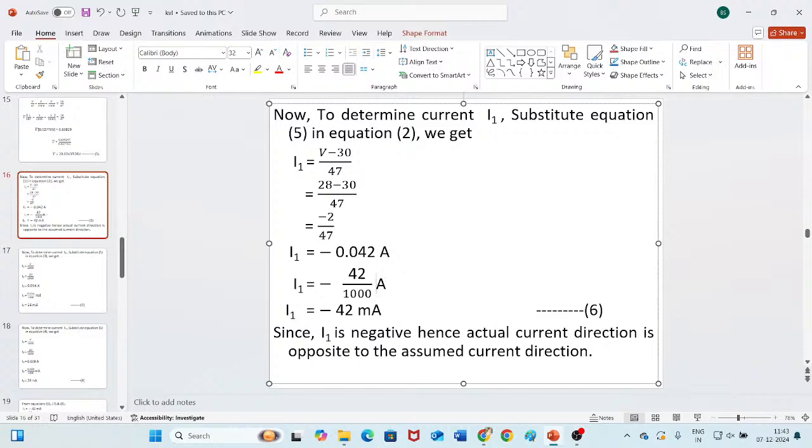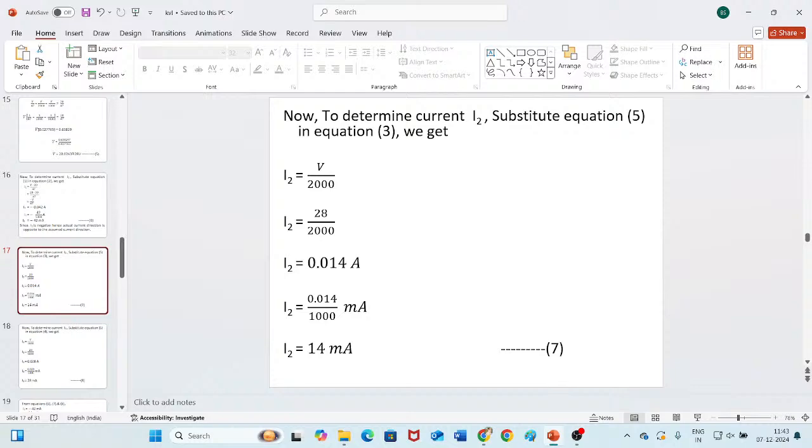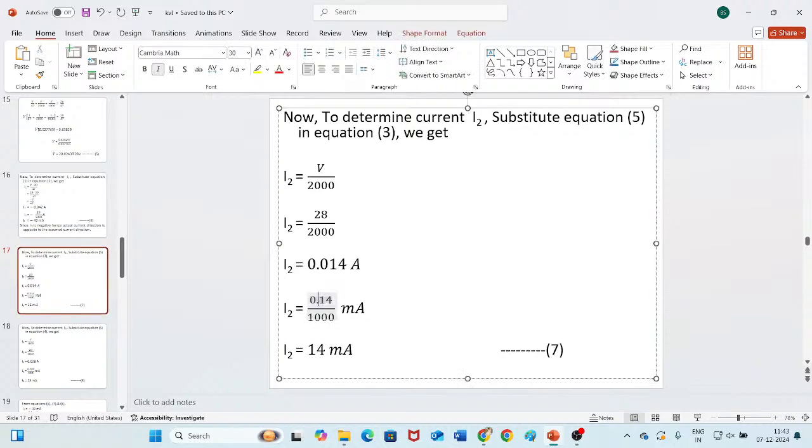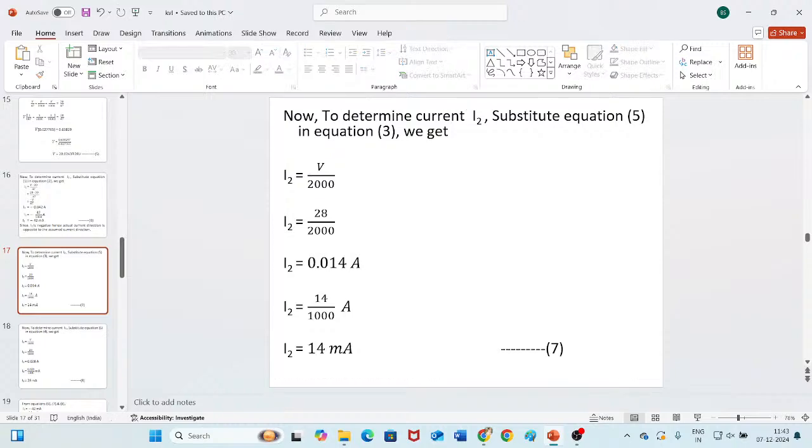This is it. 42 by 1000 amperes is nothing but 42 milliamperes. Here also I should write 14 by 1000 amperes. That is nothing but 14 milliamperes. So 0.014 amperes. You can write it as 14 by 1000 amperes, which is nothing but 14 milliamperes. That's it. Earlier I wrote that milli unnecessarily. So this is my I2, and similarly I3.